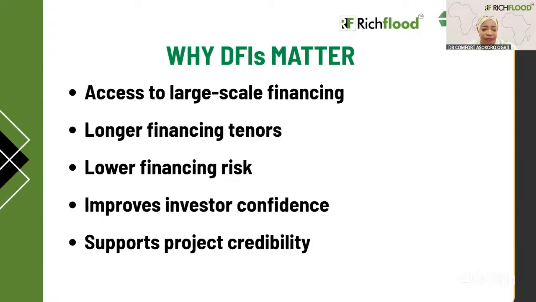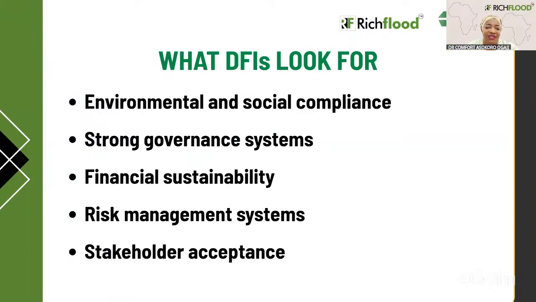So generally, what do DFIs look for? Before they finance a project, DFIs typically assess five major areas. The first is environmental and social compliance, and even beyond compliance, finding out what the risks are and whether they can be mitigated or not. Then the governance system, the financial sustainability, and the risk management structure that is in place.